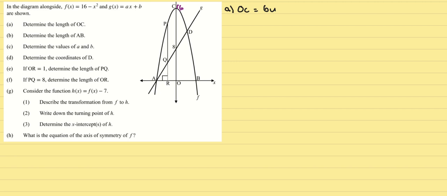Now, AB goes from this point to this point. In order for us to determine this horizontal length, we need to know the x values of both these points. And those 2 points just happen to be the x-intercepts of our parabola, or the x-intercepts of f. And so we have to start off by finding the value of those x-intercepts.